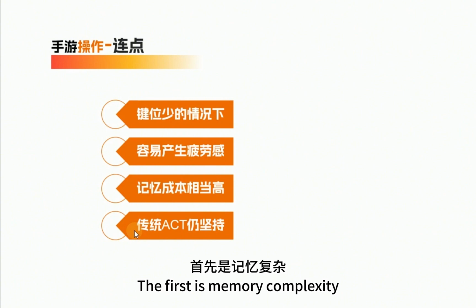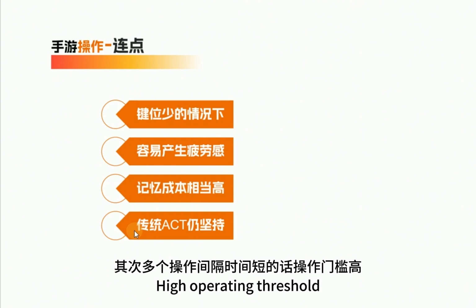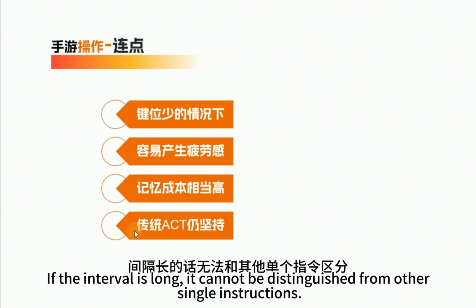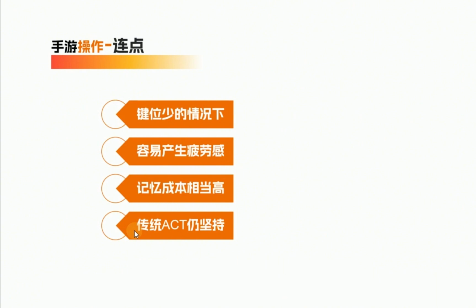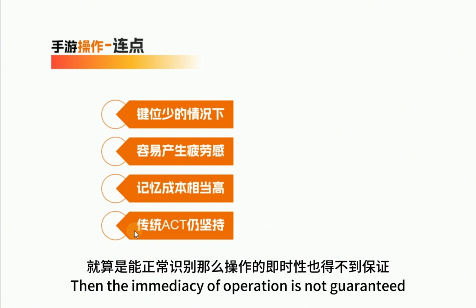The first is memory complexity. Secondly, if the interval between multiple operations is short, the operating threshold is high. If the interval is long, it cannot be distinguished from other single instructions. Even if it can be recognized normally, the immediacy of the operation is not guaranteed.